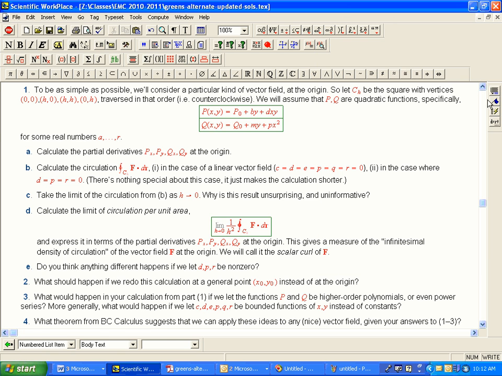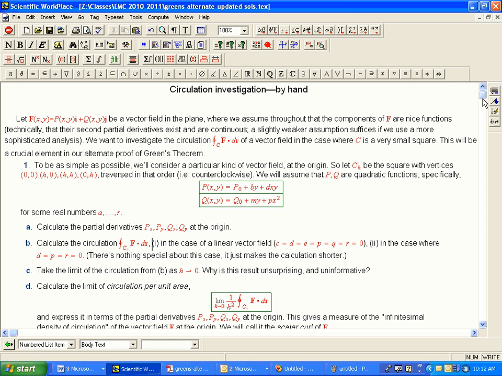Okay, I want to do a different case from what you guys are doing, but with a very similar calculation of the circulation, just so that everybody's on the right track, and then you guys can do the version that I'm asking for.